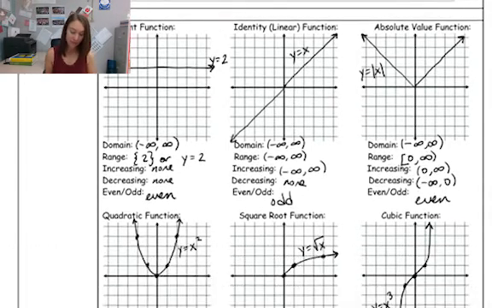So we have constant functions, which is y equals a number. It's when we have a zero slope. It's just a horizontal line. Domain is all real numbers. The range is whatever that y value is.